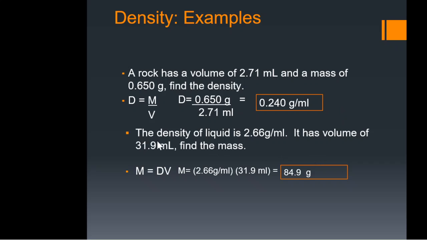The second one is the density of a liquid is 2.66 grams per milliliter and has a volume of 31.9 milliliters. Find the mass. So you can use your triangle. You're going to cover up the M, and you're going to see mass equals density times volume. So mass will be 2.66 grams per milliliter times 31.9 milliliters, and it'll get you 84.9 grams. It's a mass, so you would have grams, okay?